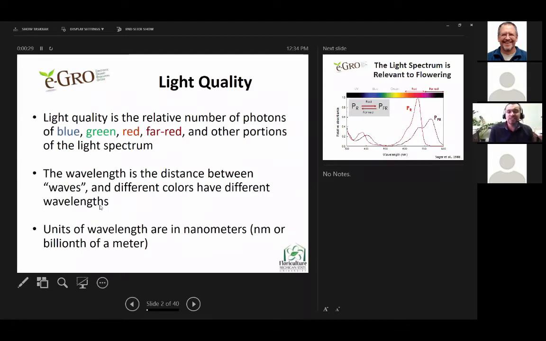So we're first going to start off talking about light quality. Light quality is basically the relative number of photons of light that can consist of blue, green, red, and far red light. Those are really the light qualities that we're going to talk about today, and those other portions of the light spectrum. The wavelength is basically the distance between those waves and different colors. One unit that we use often with light quality is a wavelength of nanometers, or billionths of a meter.